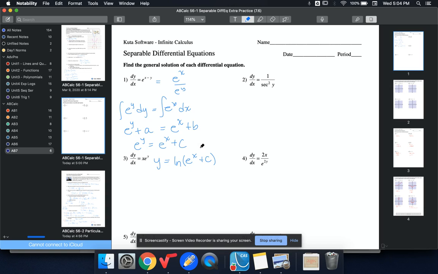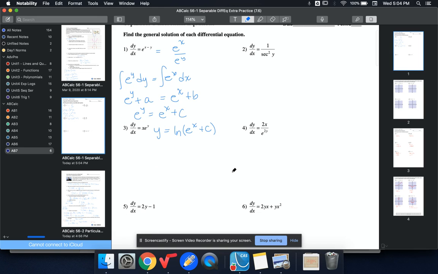And then there's nothing else that I can do because this is ln of a sum, so there's nothing else to be done. So in this case, the constant does need to be inside of the ln with the e to the x. I can't have it on the outside because I can't separate out an ln. So this one's going to stop here.